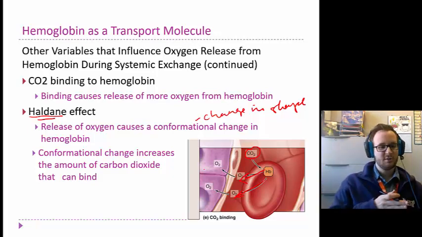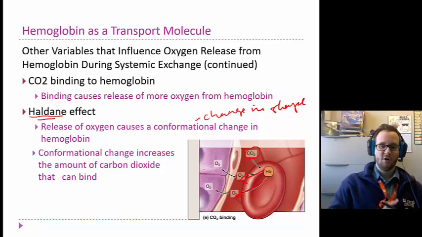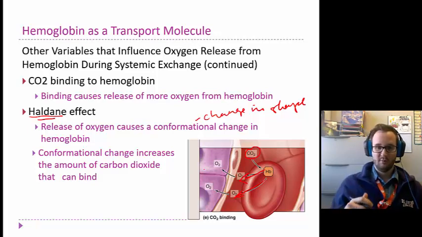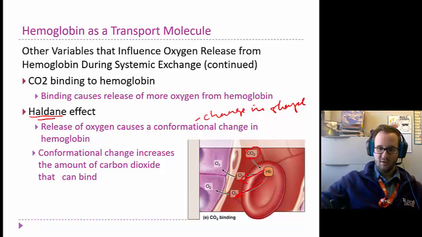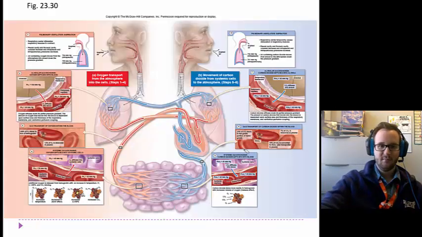And it's not because more oxygen is released that there is carbon dioxide. It's because that tissue is using more oxygen, so there's probably going to be more carbon dioxide as well. And so this is going to actually change the shape of hemoglobin, and the hemoglobin is going to be able to bind more carbon dioxide, which helps buffer or contain the pH of your bloodstream. So it helps protect you a little bit.